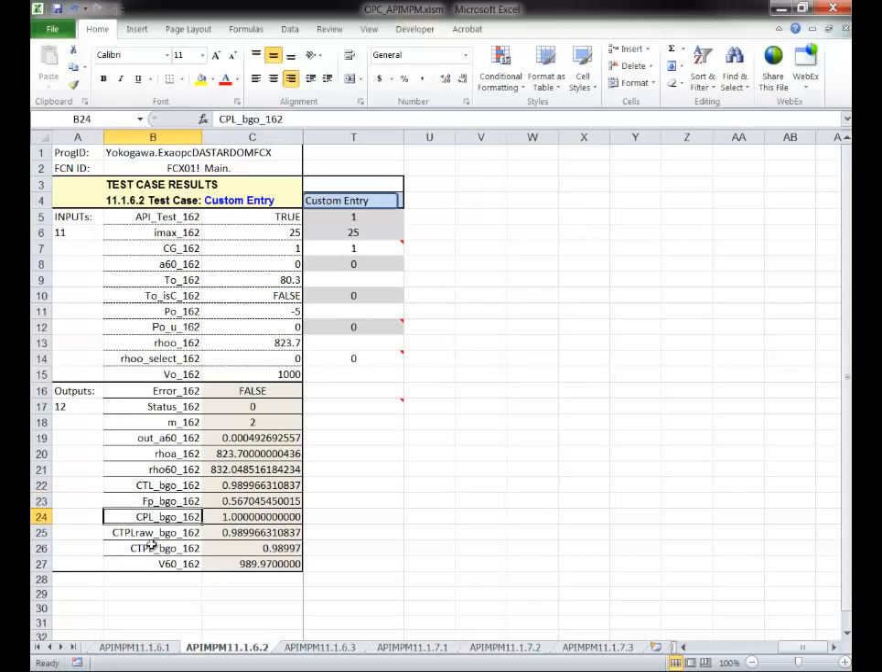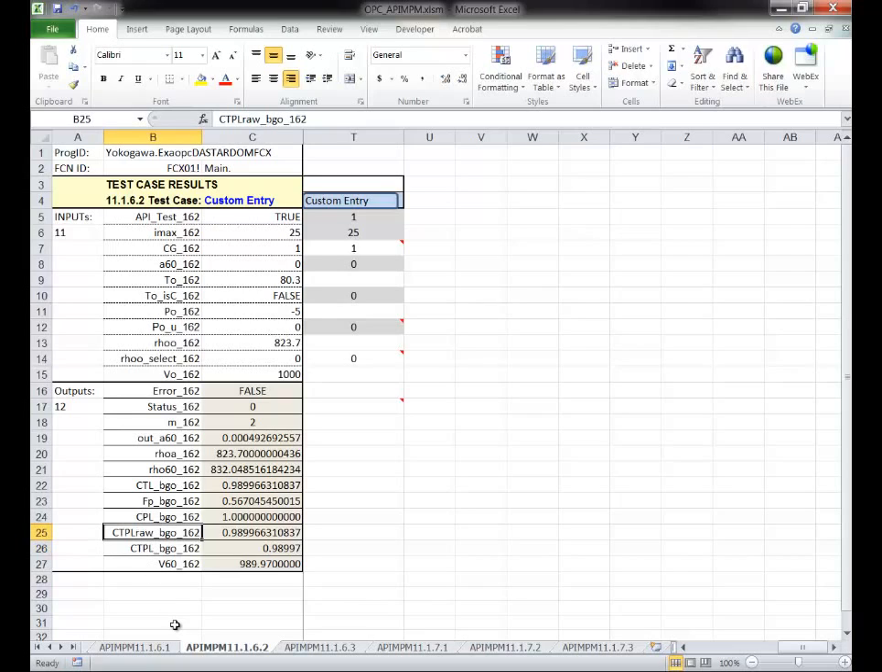So that's used to calculate the CPL, which is the volume correction factor due to pressure. And then something new in the API MPMS standard, this latest one, is something called CTPL, and it's the combined temperature and pressure correction. So that's what CTPL stands for. It's the correction factor due to temperature and pressure for the liquid, and raw is the unrounded value. And so you use CTPL raw to correct density, and then you use the rounded CTPL to correct volume. So that's the difference between these two.